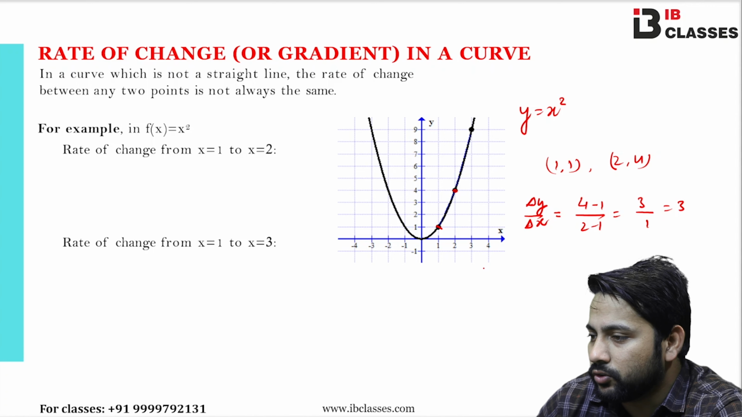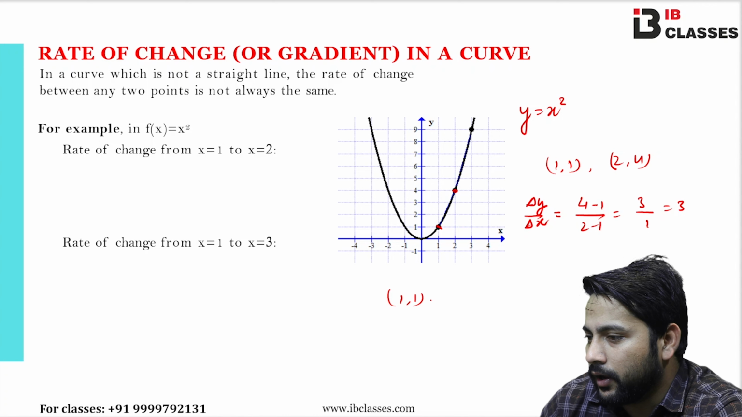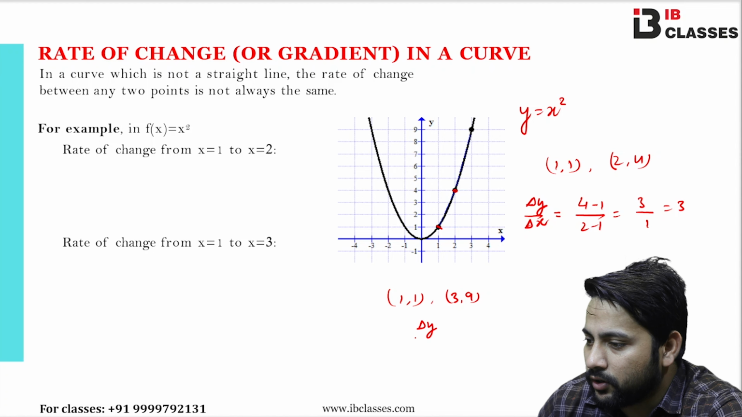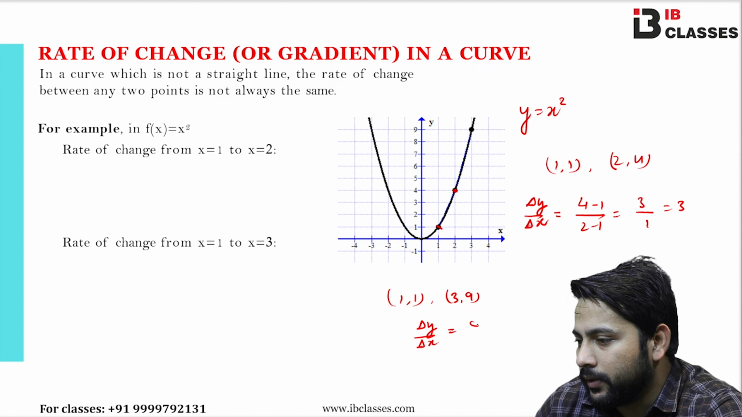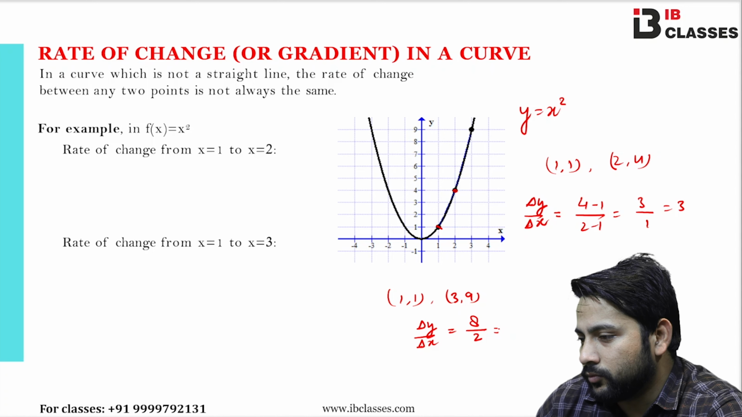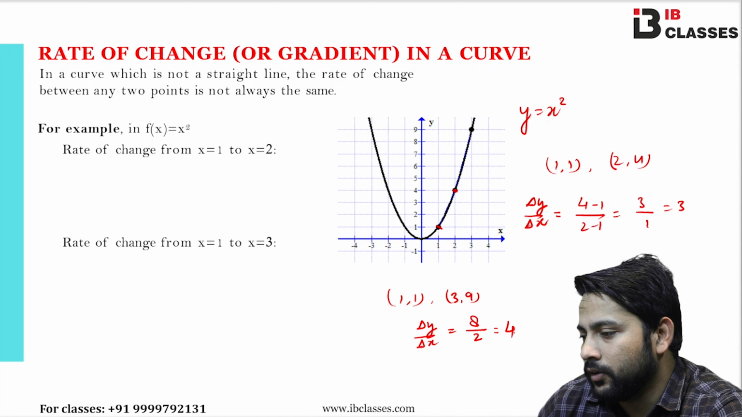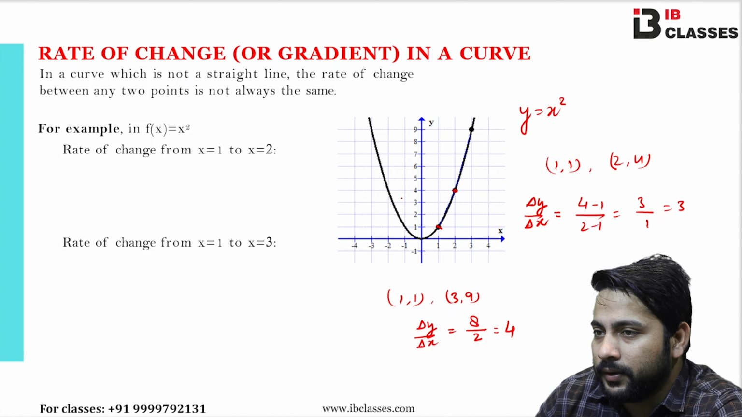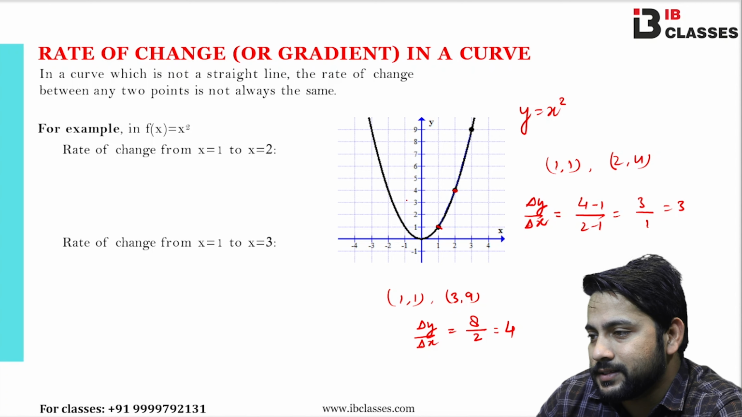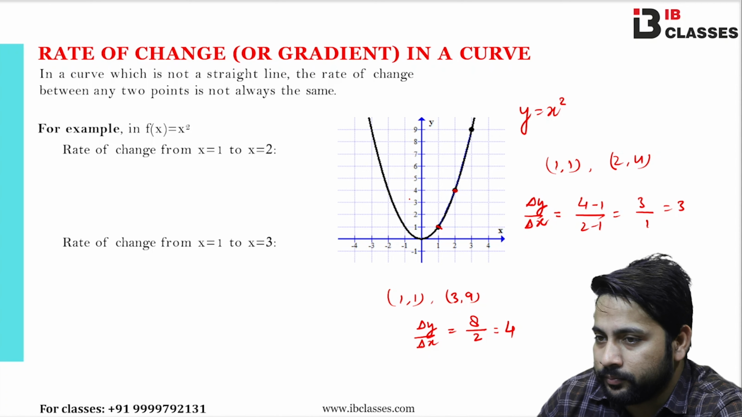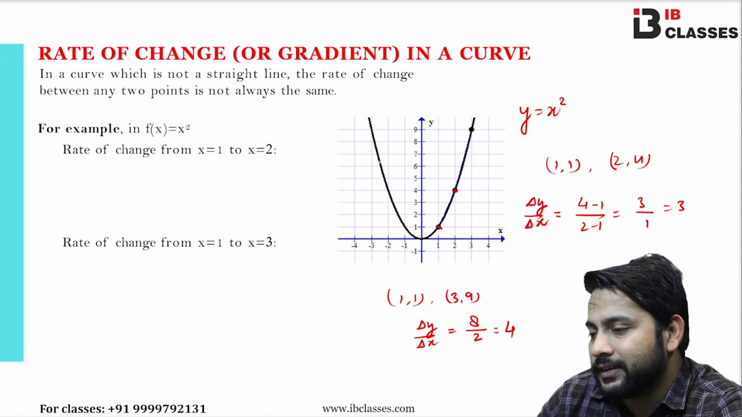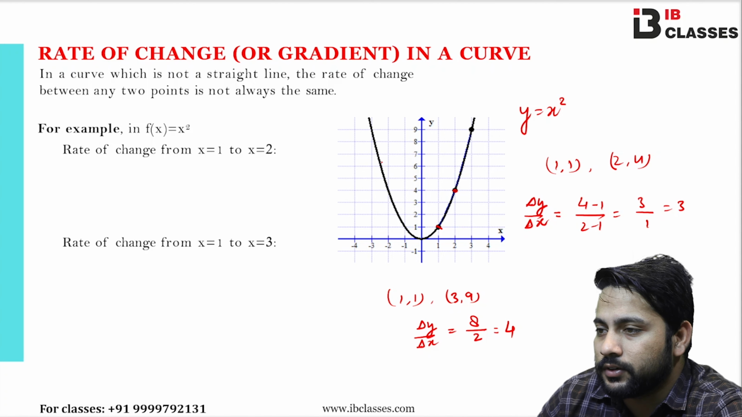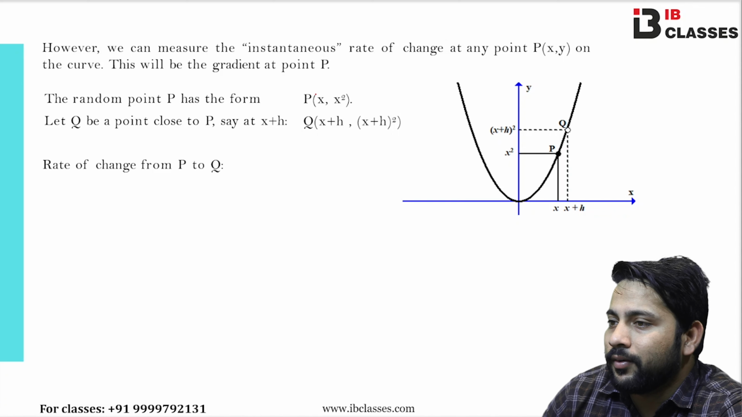If we take any other 2 points like (1, 1) and (3, 9), the rate of change will be 9 minus 1, which is 8, over 3 minus 1, which is 2, so the rate of change will be 4. Unlike a straight line, the rate of change between any 2 points will be different, or we can say it will not always be the same. In this case, we have to find the instantaneous rate of change at any point on the curve, that is our derivative. Okay, suppose we have a point P.